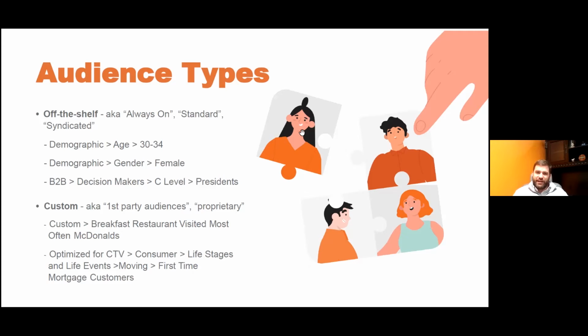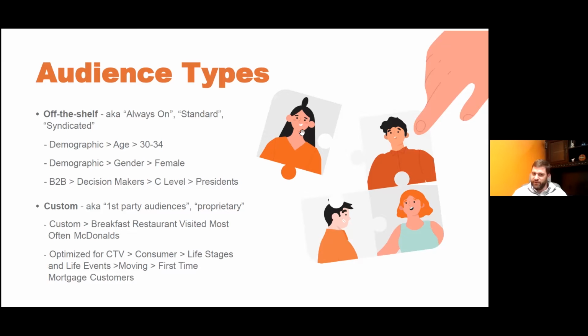The other variety of audience types that we'll talk about today are custom audiences. Sometimes these are referred to as first-party audiences or proprietary audiences. Good examples of those would be segments with custom in the name. Somebody is looking for individuals who visit McDonald's as their preferred restaurant of choice. Another one would be very specific. That would be really the key difference between off-the-shelf and custom segments, is the specificity between the segments that you're creating and what you're looking to accomplish.